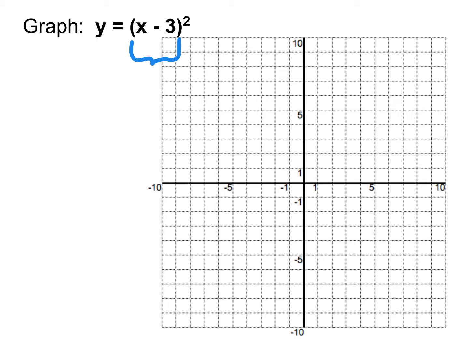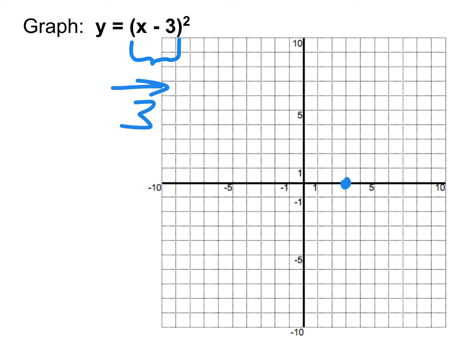So then minus moves it which direction? Yep, it moves it to the right by 3. Just like it did with absolute value. And in fact, just like it's going to do with every single function type you see this year. If you see a minus 3 in with x, it goes right, not left.